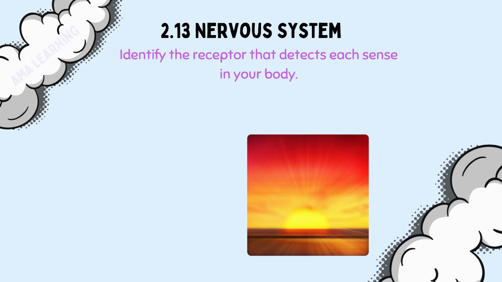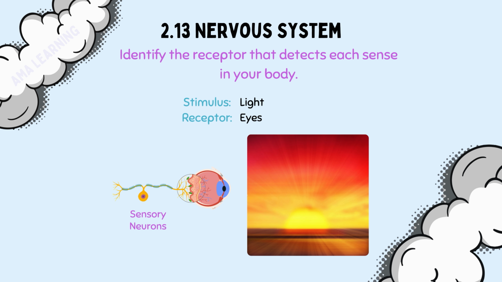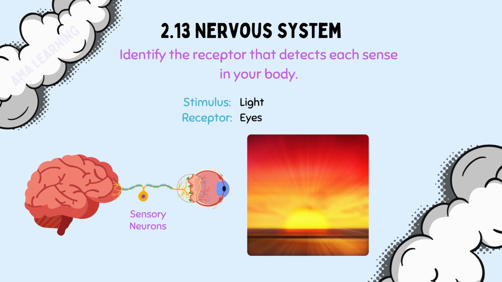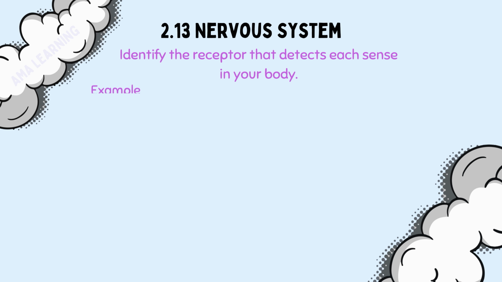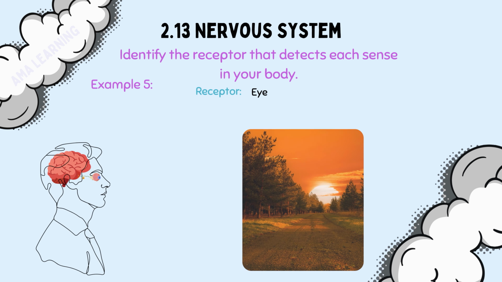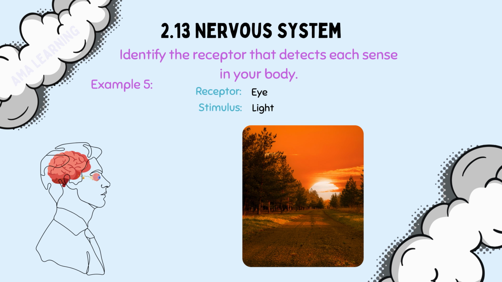Watching the sunset. The stimulus in this example is light. The eyes are the receptor, as they contain special receptor cells that detect the light being emitted by the sun. Receptor cells in the eyes send information along the sensory neuron as electrical impulses to the central nervous system, or CNS. In example 5, the eyes have detected a sunset and sent a message to the brain.